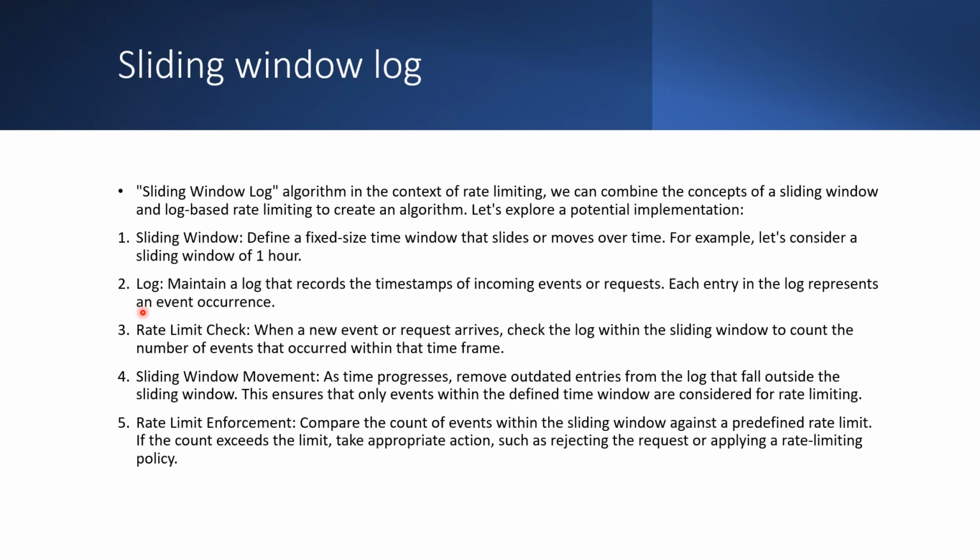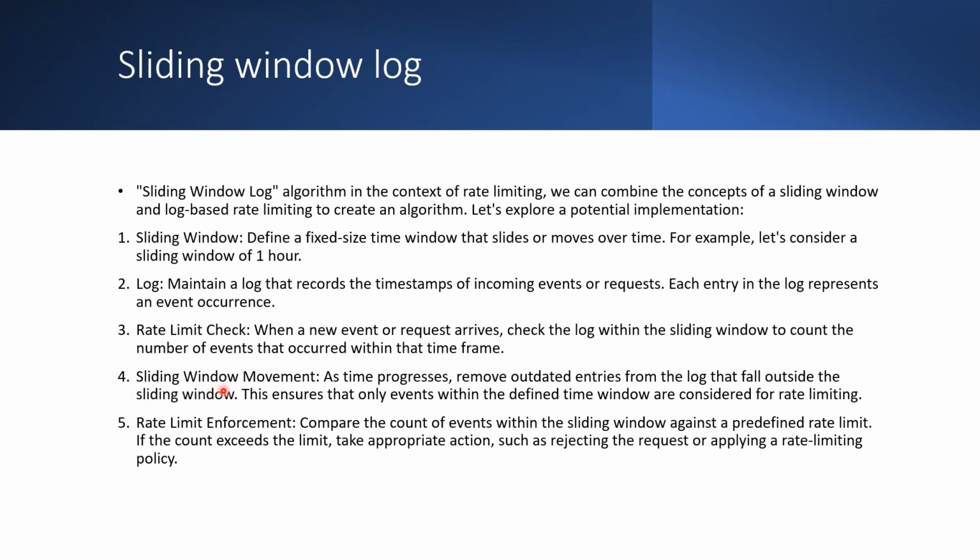Second one, log. Maintain a log that records the timestamps of incoming events or requests. Each entry in the log represents an event occurrence. Third one, rate limit check. When a new event or request arrives, check the log within the sliding window to count the number of events that occurred within the last time frame.